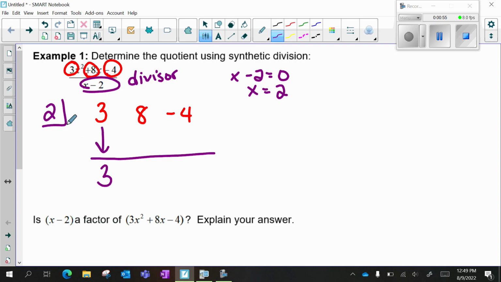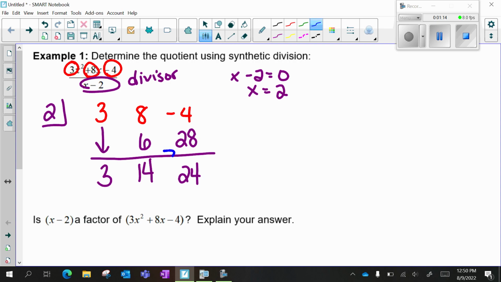So 3 times 2 gives me 6. Add straight down, 8 plus 6 is 14. Multiply, 14 times 2 is 28. Add straight down, -4 plus 28 is 24.